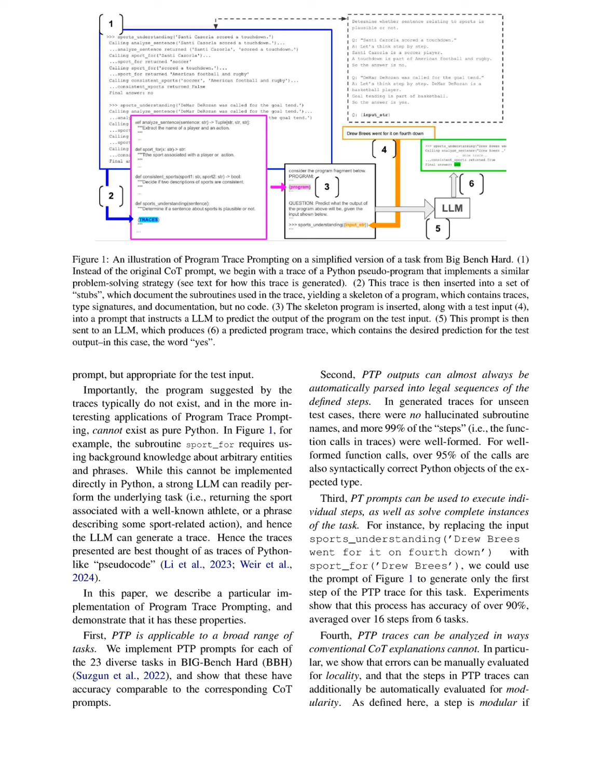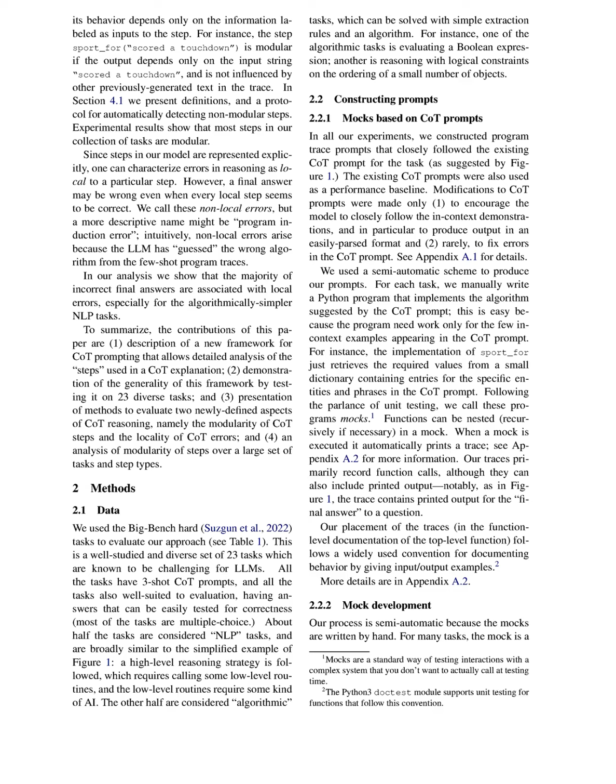Additionally, the PTP outputs were analyzed for syntactic correctness, revealing that over 99% of the steps were well-formed and more than 95% of function calls were syntactically correct Python objects. The paper also introduced metrics such as call correctness, syntactic correctness, and type correctness to evaluate the generated traces, confirming that PTP traces could be automatically parsed into legal sequences of defined steps. Overall, the analysis showed that PTP not only preserved performance, but also allowed for deeper insights into the modularity and locality of errors in reasoning, which are not easily assessed with traditional COT methods.